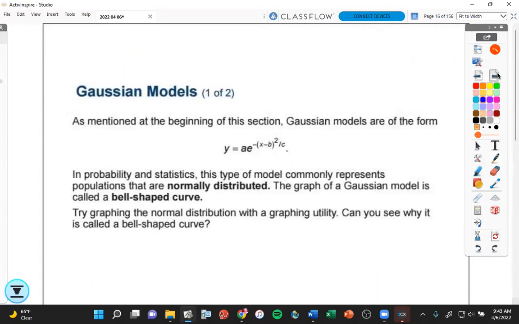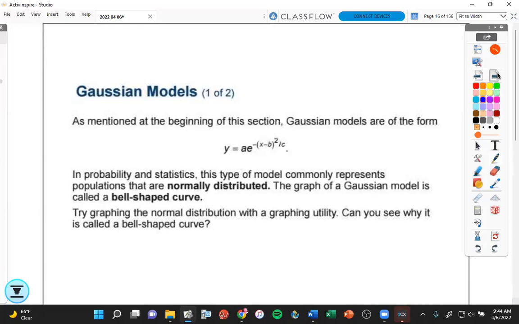As mentioned at the beginning of the section, the Gaussian models are of the form y equals a e to the negative (x minus b) squared divided by c. In probability and statistics, this type of model commonly represents populations that are normally distributed. The graph of a Gaussian model is called a bell-shaped curve, and we're doing lots of this in stats right now. Try graphing the normal distribution with a graphing utility.